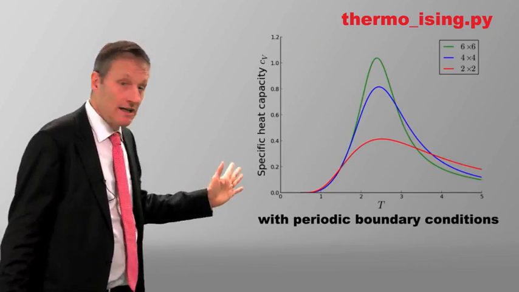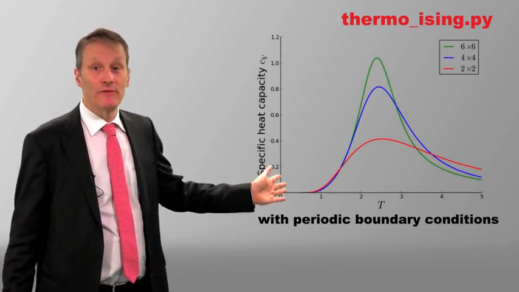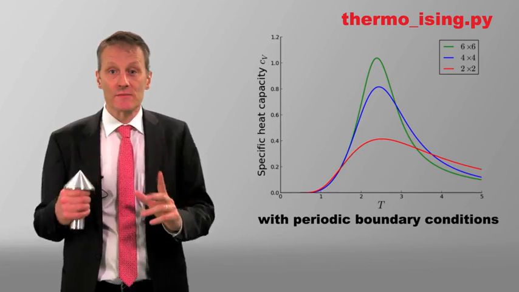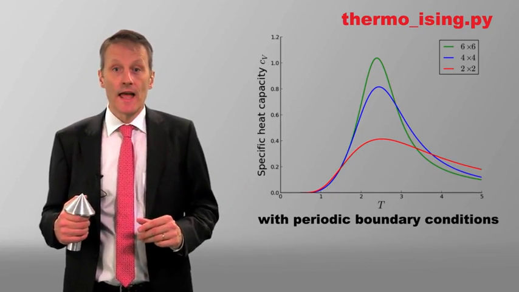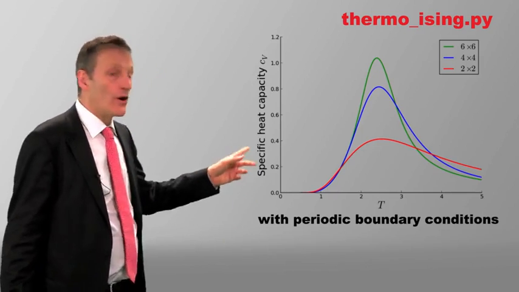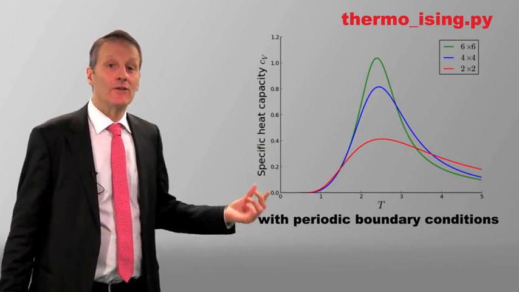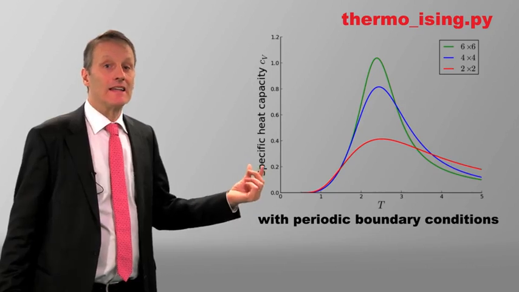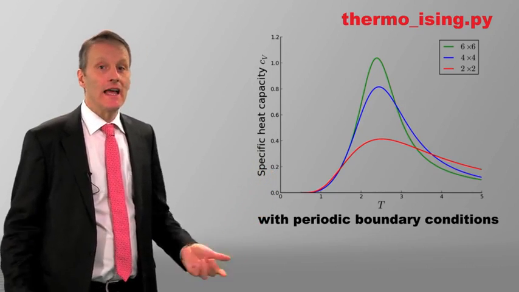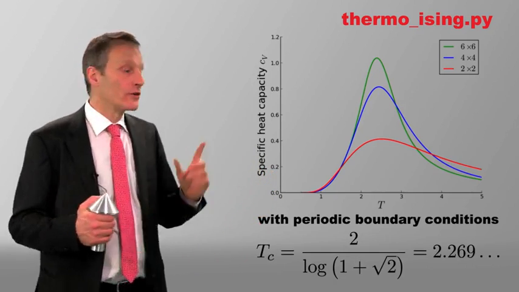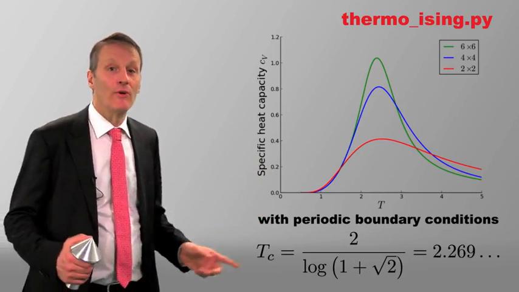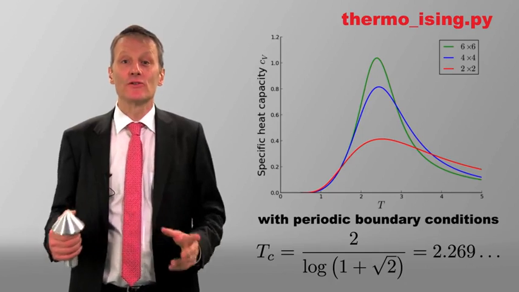So here you see the specific heat for small systems. And the curve already indicates the phase transition that is known to take place at a temperature of 2 divided by the logarithm of 1 plus square root of 2.